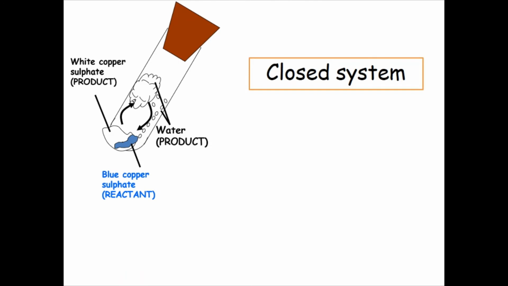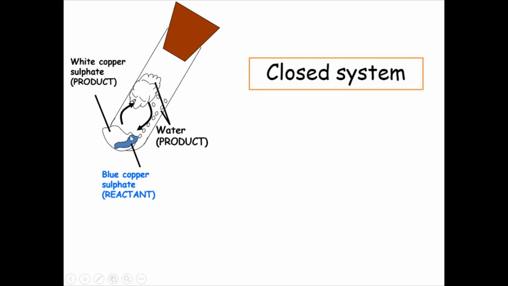Closed systems are a key condition for dynamic equilibrium. A closed system is one in which the reactants cannot be added or escape. We can only change the conditions outside, things like pressure and temperature.